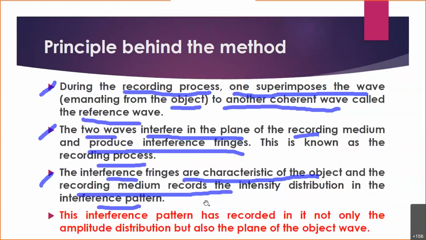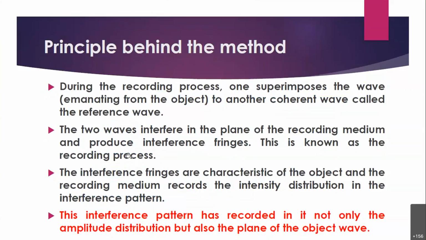So this interference pattern, they are recording not only the amplitude but also the phase of the object wave. So basically in this holography, they are recording the amplitude, that means the xy component, as well as the phase component, in the plane of the object wave where it is. Clear? We will discuss it mathematically also, no need to worry.